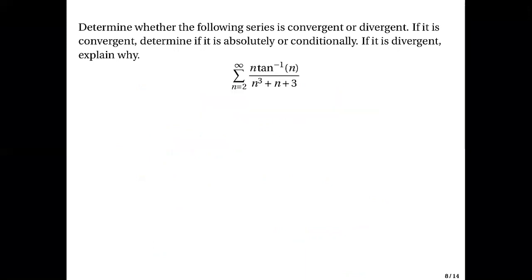Next, determine whether the following series is convergent or divergent. If it is convergent, determine whether it is absolutely or conditionally convergent. If it is divergent, explain why. So for this, we have here the sum from n equals 2 to plus infinity of n tangent inverse of n over n cube plus n plus 3.